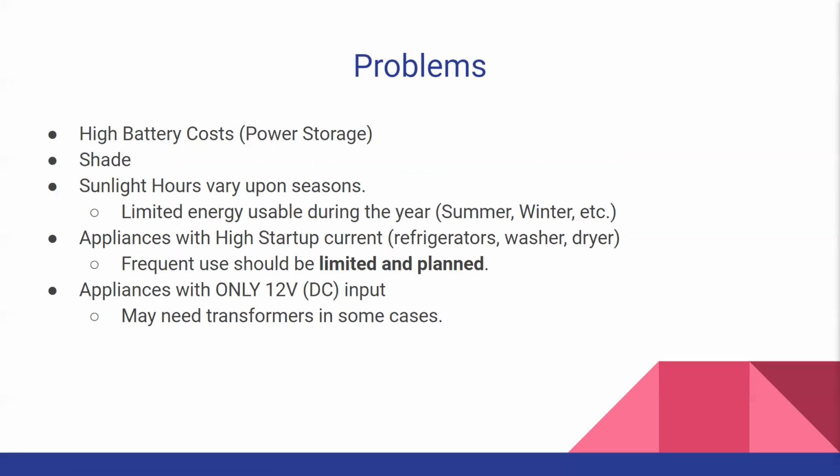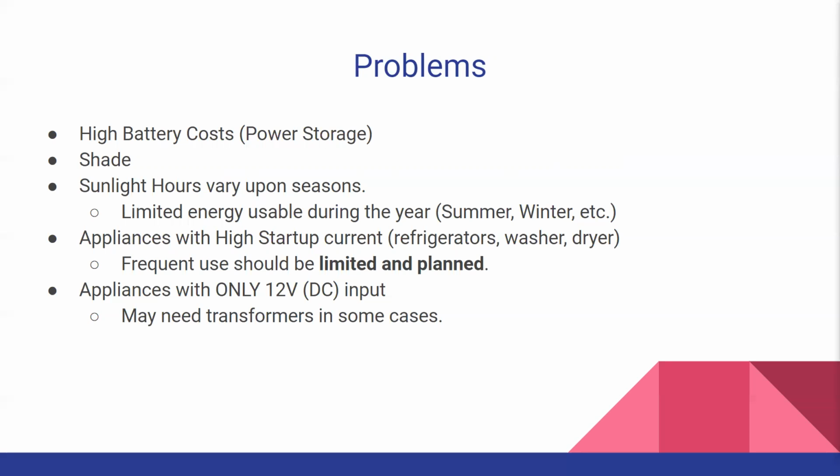Problems that we may run into include high battery cost, which means our power storage. What chemical battery are we going to use? What size are we going to use? And what are the recommended precautions we have to take with each area? And the sunlight hours vary upon each season. During the winter, the sun goes down a lot earlier versus the rest of the year.